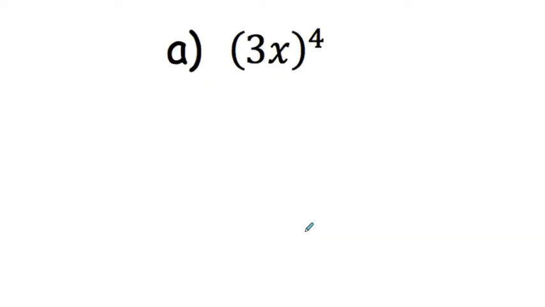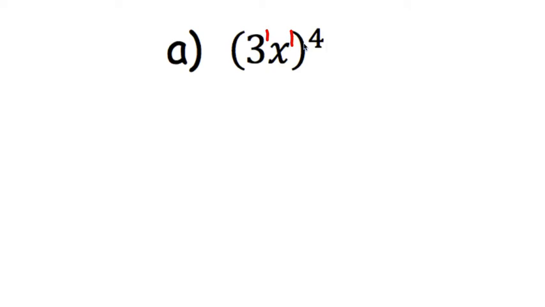What I want you to do, and this is the easiest way to avoid mistakes on these, is if you have multiple things inside here, anything that does not have a visible exponent, like the 3 doesn't have a visible exponent and neither does the x, go ahead and put a 1 for anything that does not have a visible exponent.